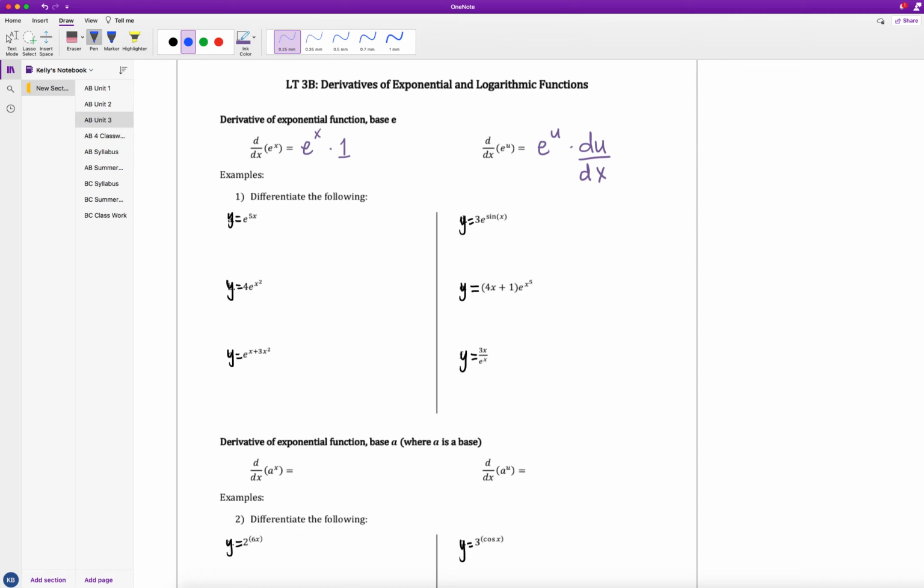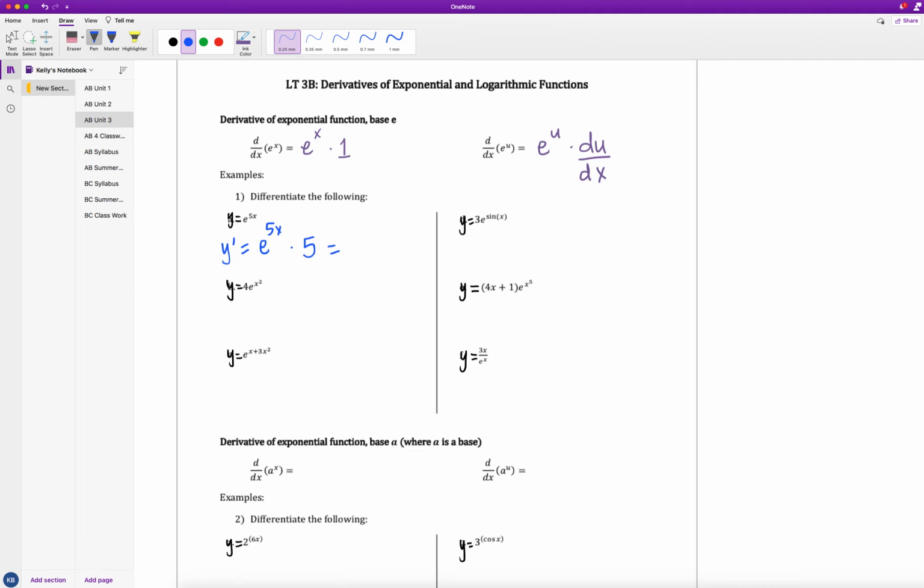In our first example, we have the function y equals e to the 5x, and we're asked to differentiate this function. So we need to find its derivative. I'm going to call it y prime. I could also call it dy over dx. Since I have an exponential function, I don't have a product of anything, I just have a single exponential function of e to the 5x. The derivative of that function would be e to the 5x times the derivative of the exponent here, and the derivative of the exponent would be 5, since the derivative of 5x is going to be 5.